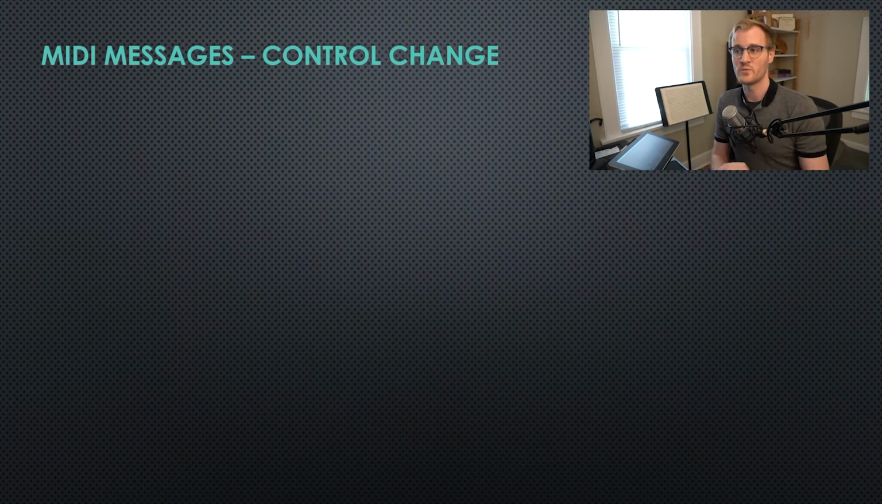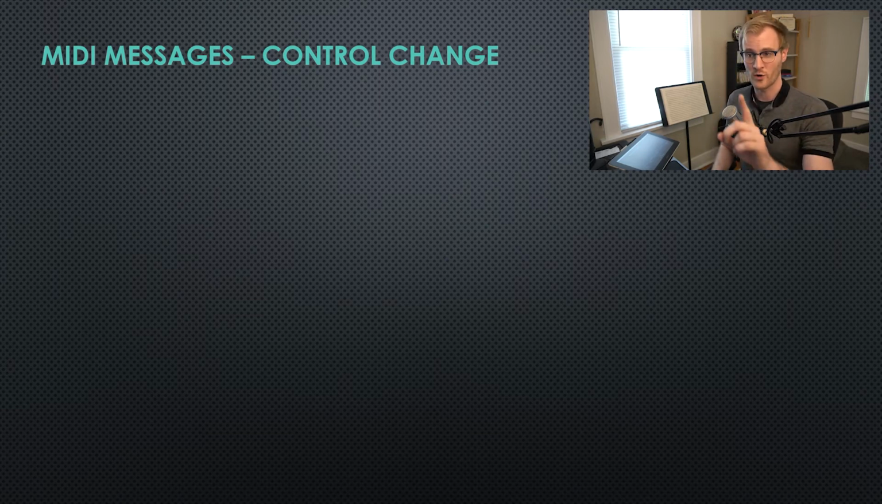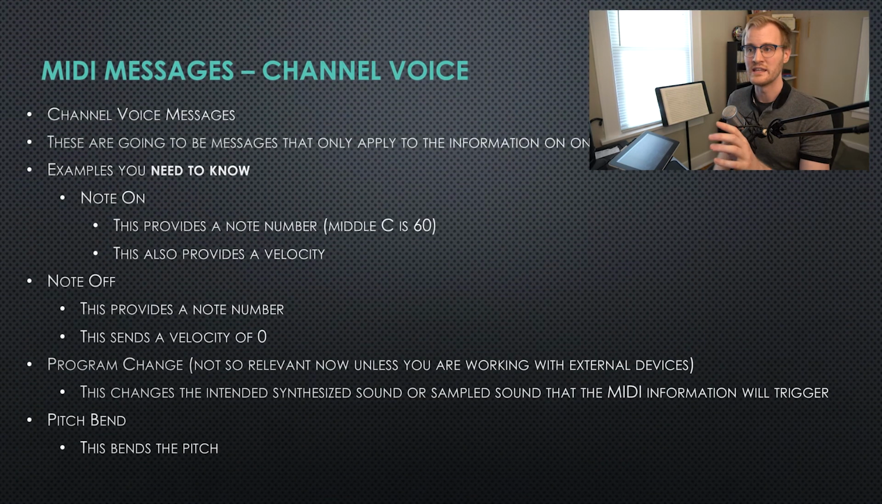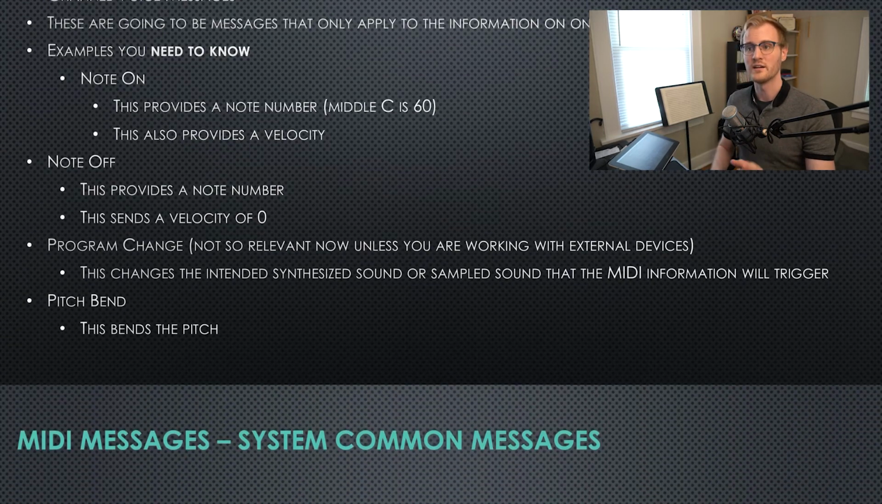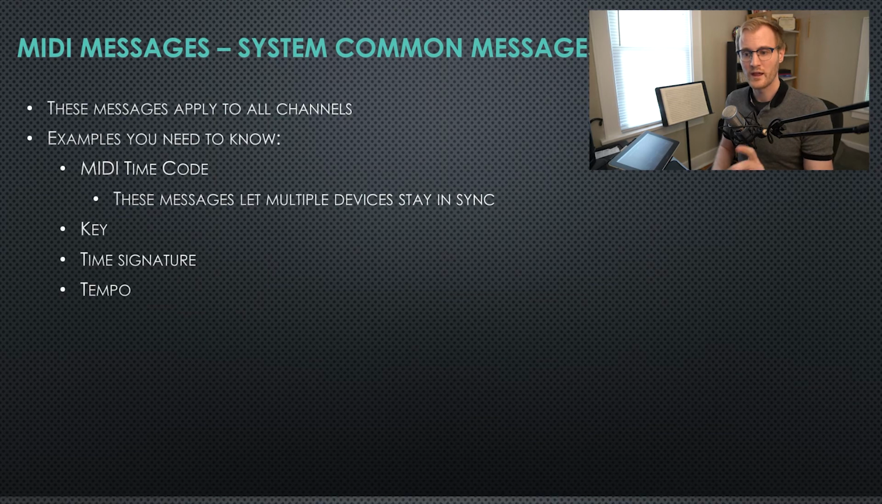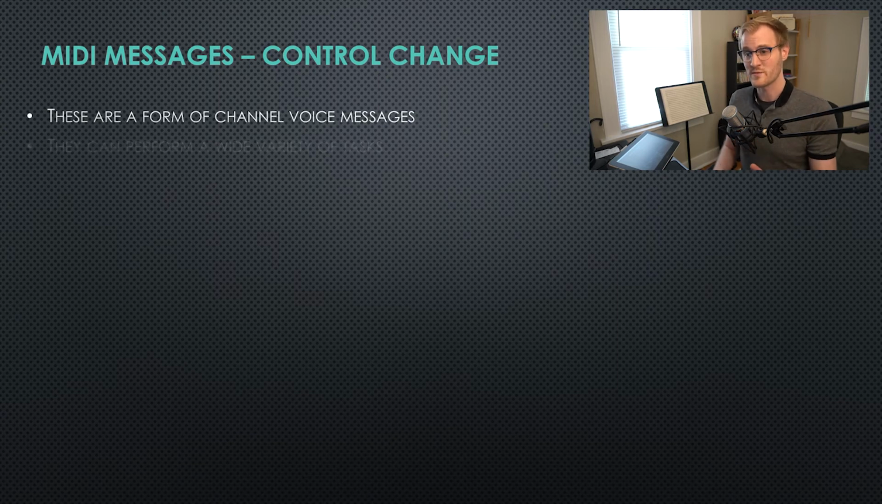MIDI messages that we would call control change, these are a form of channel voice messages. So remember, we were just talking about, and I'll go back for a second just to show you, system common messages. Those go to all channels, all 16. And we were also talking about the channel voice. So channel voice messages go on just one channel. System common messages go on all channels. And then we can say that control change is a type of channel voice message. So we're still in that channel voice message category.